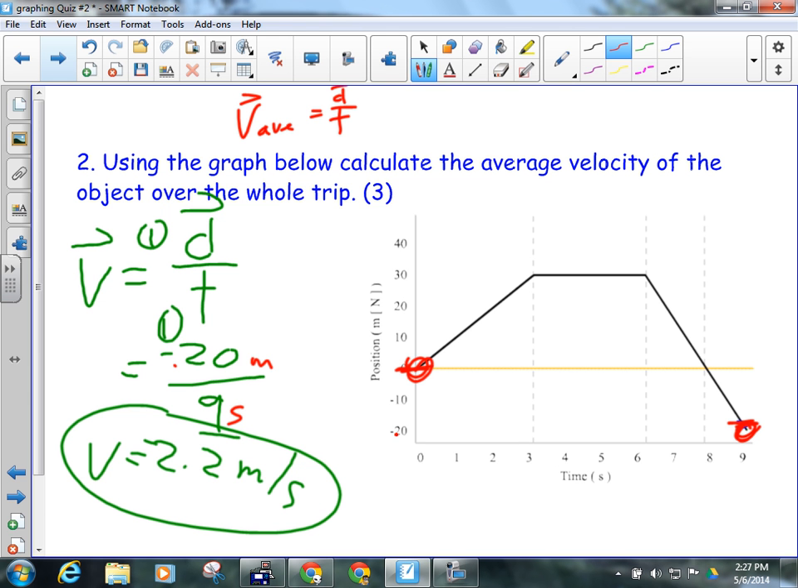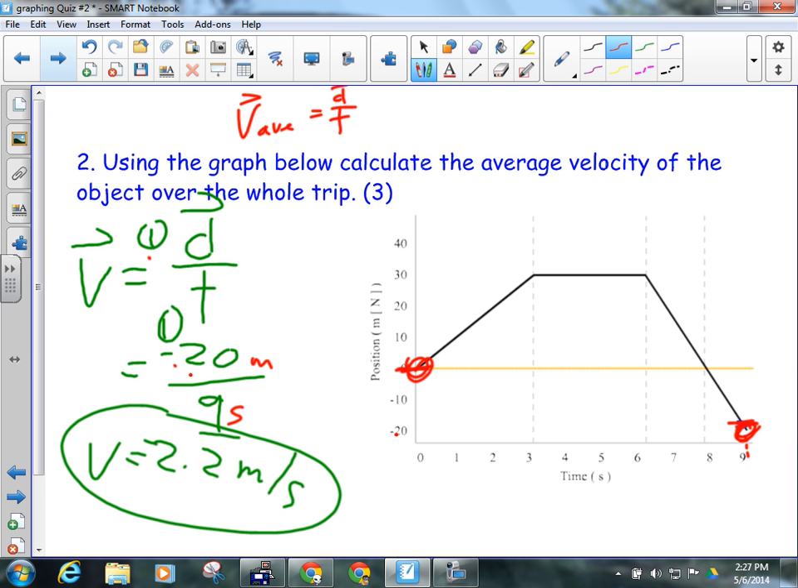So you can give them a mark if they recognize they had to use V equals D over T. Give them a mark for plugging in -20 over 9 seconds because, of course, that's how long this all took on our graph. And their final mark, -2.2 meters per second. It has to be negative because the displacement is also negative.